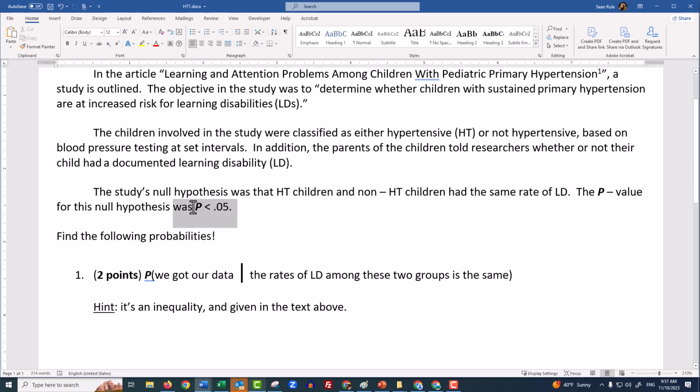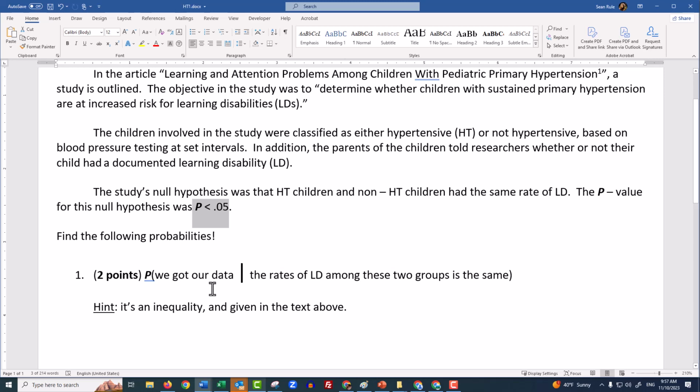This p-value right here, it's less than 0.05. It's less than 5%, which means the chance we got the data from the study, assuming the rates are the same, is less than 5%. That I just highlighted right there is the answer to number one.